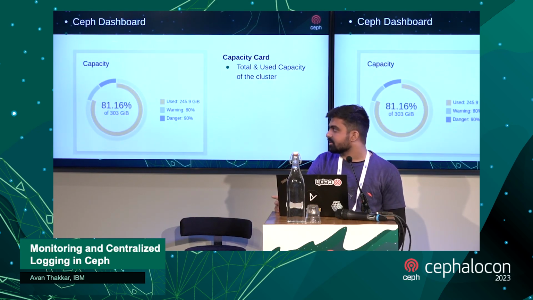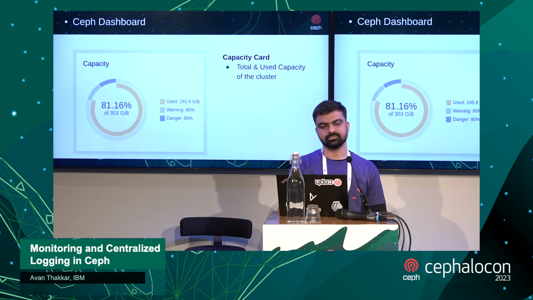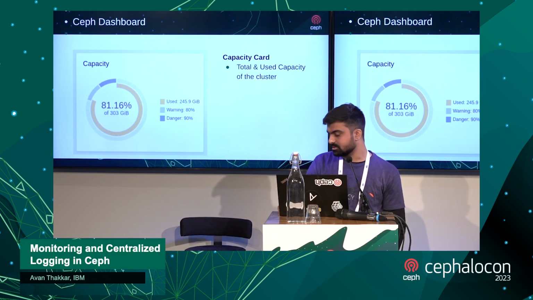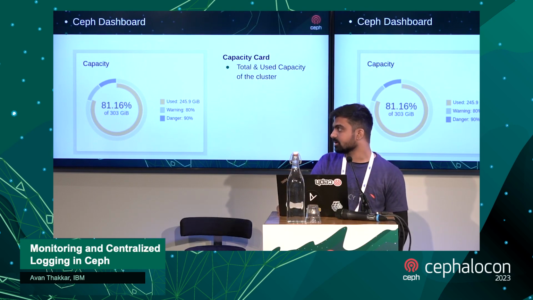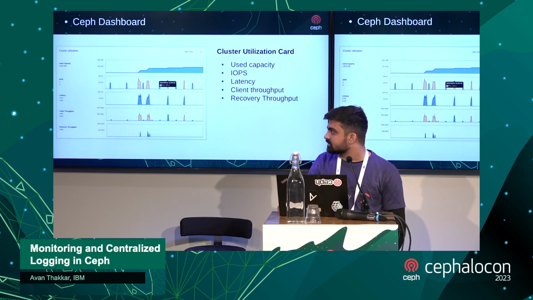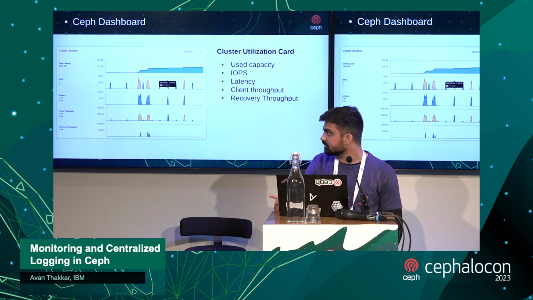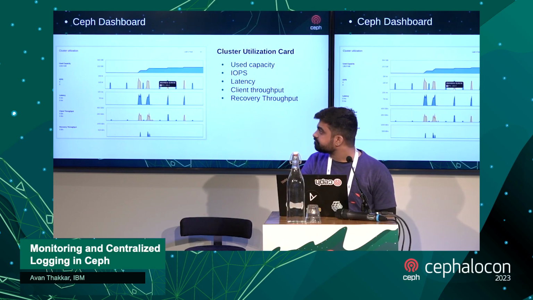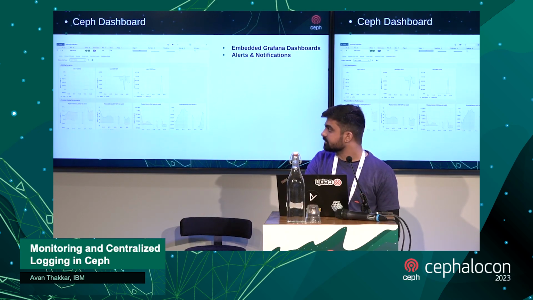And then we have the capacity card. Basically, it's a double donut card where the outer ring represents the near-full and full threshold ratios which are configured for the OSDs, and the inner one is the current cluster capacity. And then we have the cluster utilization card, which gives you the overall performance of your cluster. Some of the metrics are used capacity, IOPS, latency, client throughput, and recovery throughput. And there are also embedded Grafana dashboards, as I said.